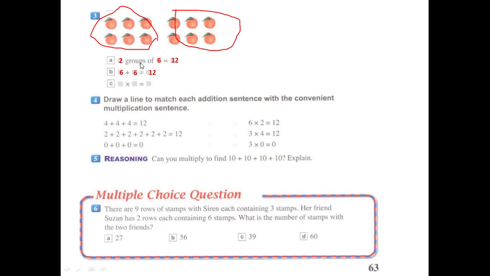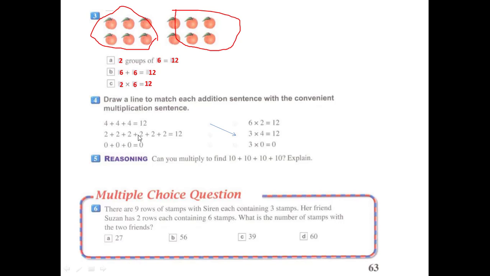Now, how many groups do you have? You have 2 groups. 2 times 6 is equal to 12. Okay, guys? 4 plus 4 plus 4 is equal to 12. How many 4s do you have? 3 fours. That means 3 times 4 is equal to 12. It is the same equation, okay?